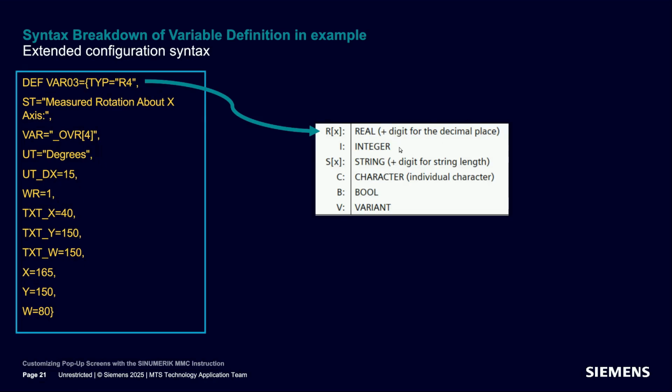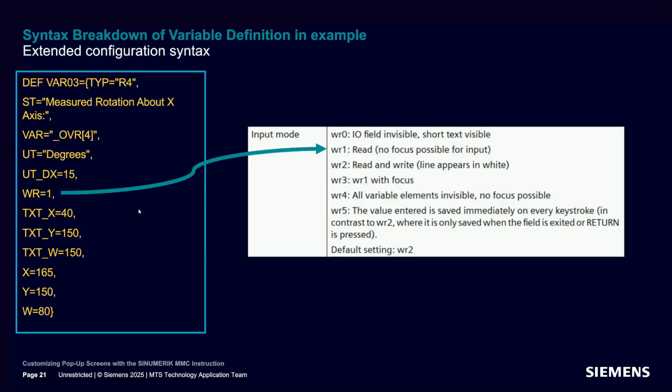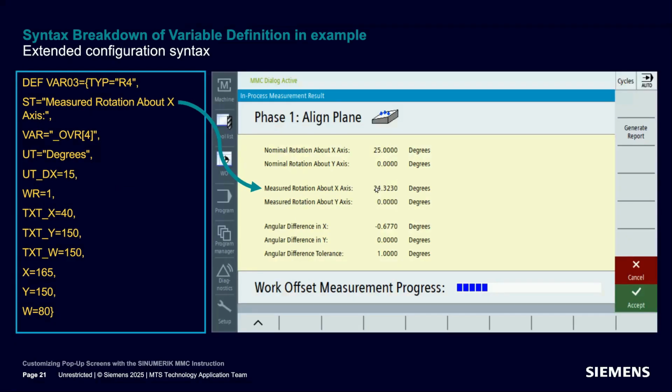I could have picked an integer, a string, a character, a bool, or other types. Next, I have the WR parameter, where WR equals 1 was specified, indicating that in this case, we're only going to read the parameter, and we're not going to allow input from the operator. The next thing is the ST parameter.